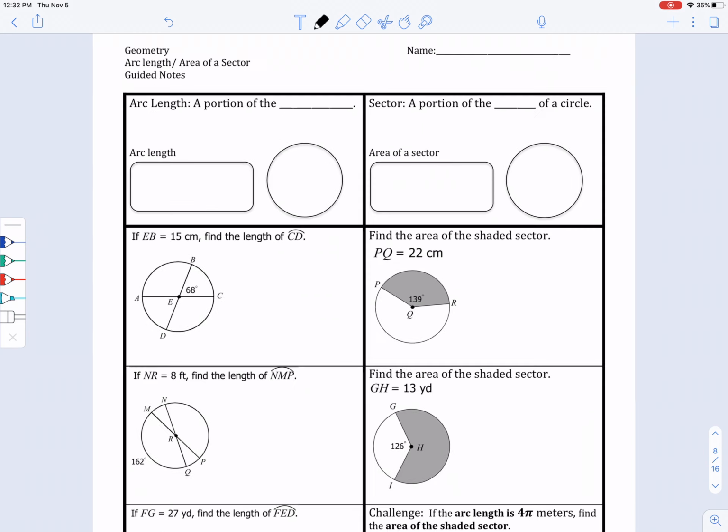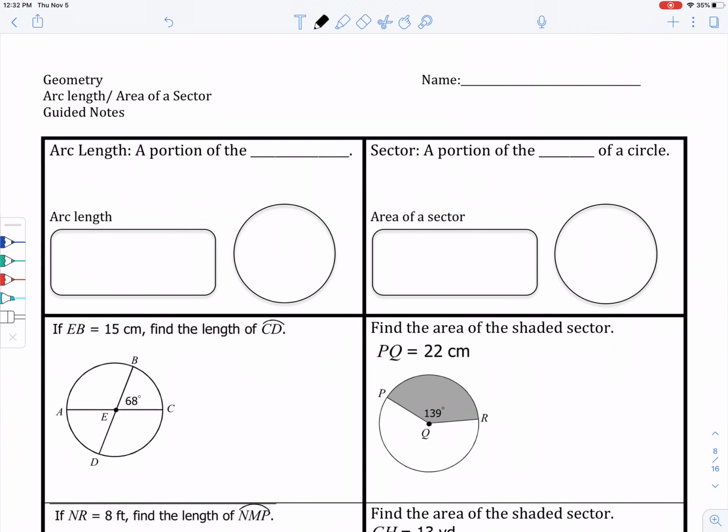So you're going to see very similar formulas being used as circumference and area, but it's a modification of them. An arc length is a portion of the circumference.